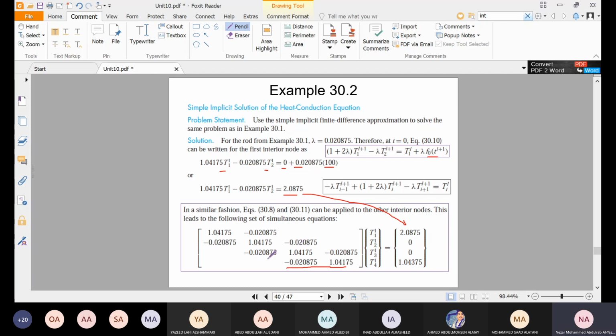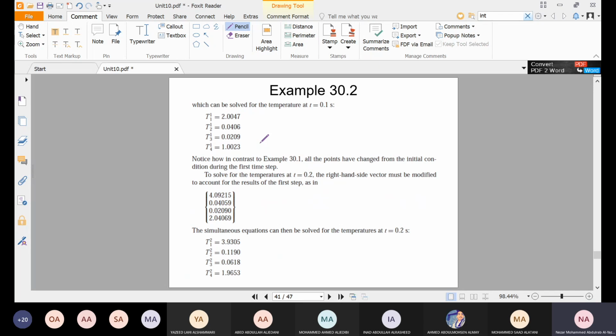After that, we solve this equation, or this matrix, by using any Gaussian elimination method to get the values of this matrix. So these are the values of the matrix that we have. So this is the first step.